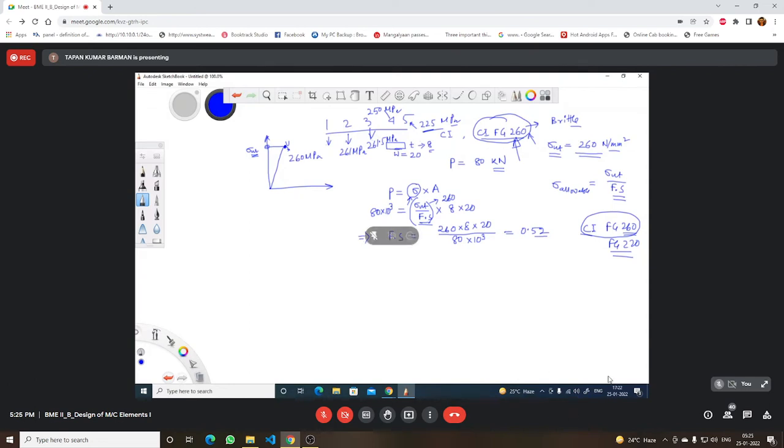Okay. So I think the concept of factor of safety is clear now. Is there any confusion? How to use the factor of safety in our design? If the factor of safety is given to you, then you have to find the dimension. If the dimensions are given to you, then you have to find the factor of safety. That's all. Yes, sir.